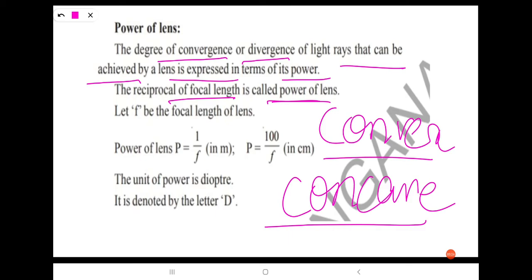Let F be the focal length of the lens. Then power of lens P equals 1 by F, with F in meters. We can write P equals 100 by F, with F in centimeters. The unit of power is the dioptre, denoted by the letter D.